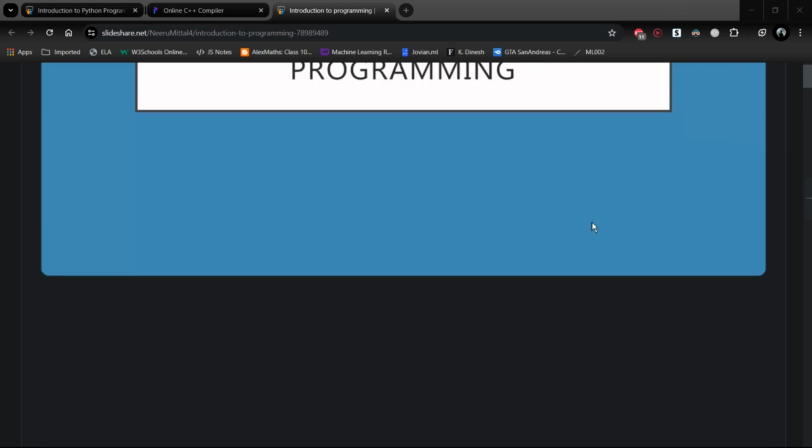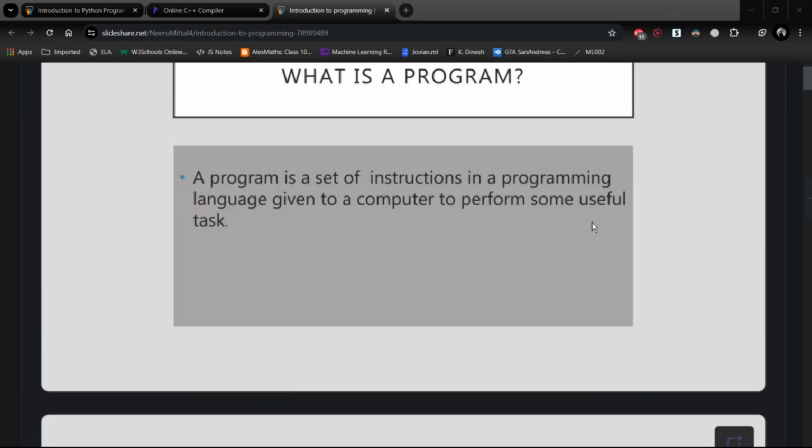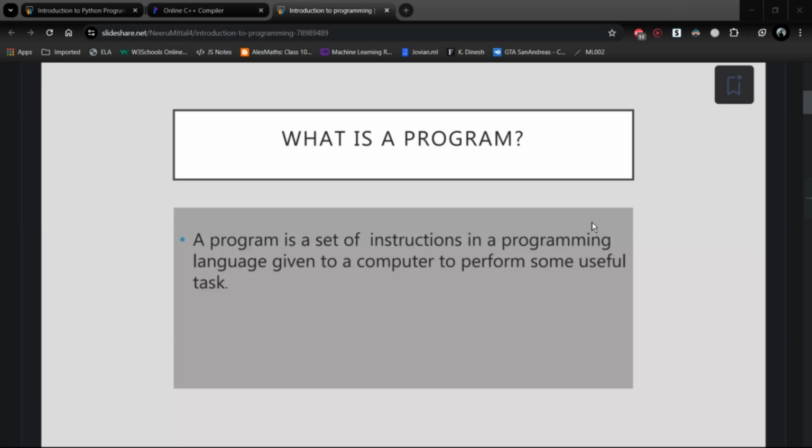So let's see what is a programming language. First, let's see what is a program. A program is a set of instructions in a programming language given to a computer to perform some useful task. I will explain in simple words. It's just a set of instructions given to a computer by the user.